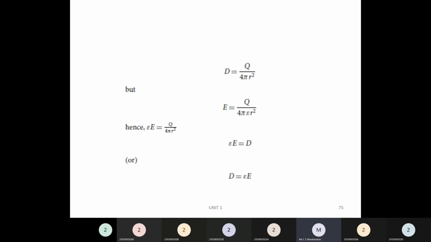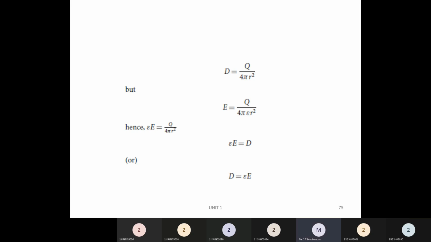We already know the electric field: E equal to Q by 4 pi epsilon r square. Whereas D equal to Q by 4 pi r square. So we can relate these two: D equal to epsilon E.